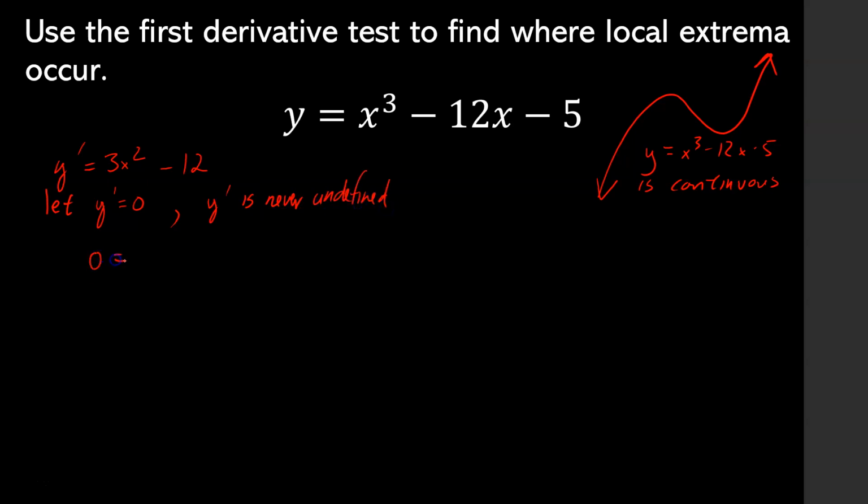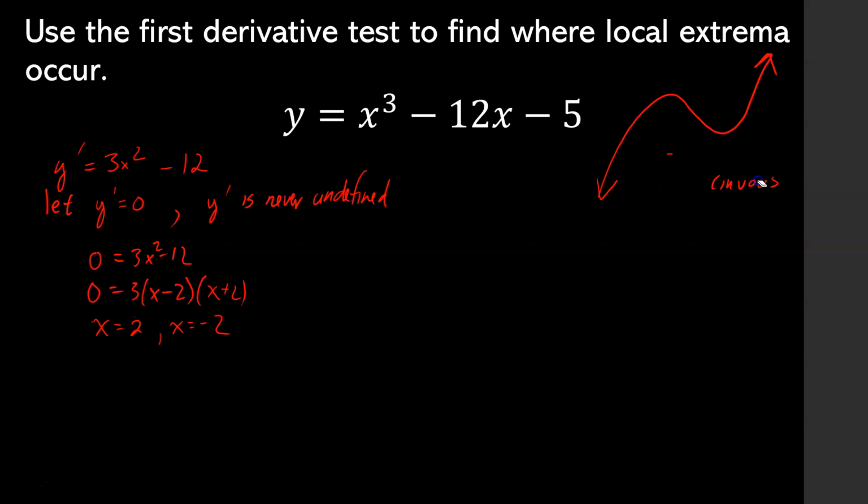Okay, so 0 equals 3x squared minus 12. 0 is equal to 3 times the quantity x minus 2 times the quantity x plus 2. Which means x equals 0 is nothing. x equals 2 and x equals negative 2 are the two places where the graph we're looking at has horizontal tangents. Ooh, I'm going to need to erase this.